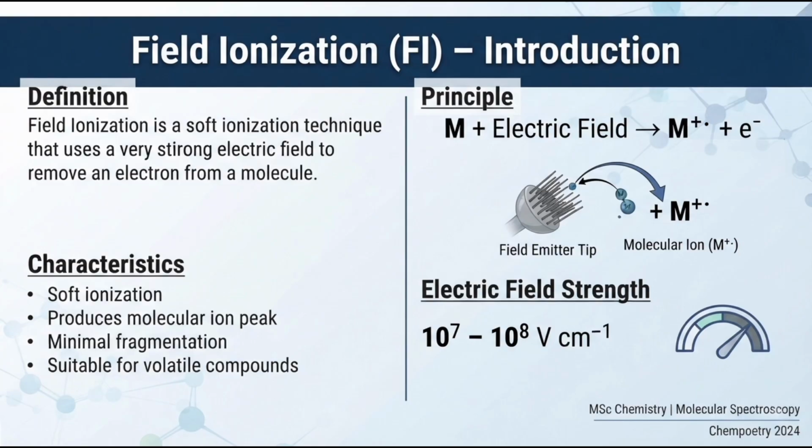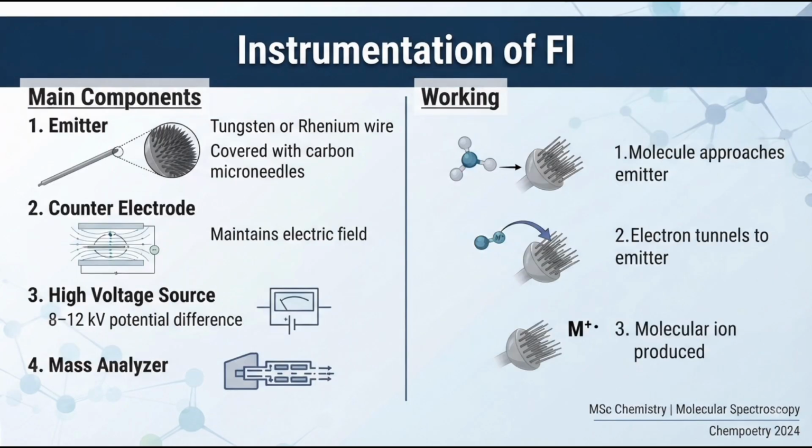Now let's understand the instrumentation. The important components are field emitter, counter electrode, high voltage source, and mass analyzer. Let's understand them one by one. The first and most important component is the field emitter. Traditionally, tungsten or rhenium wires can be used, often with a surface containing very sharp carbon microstructures or microtips. Why do we need these sharp tips? Because sharp tips produce a very high local electric field.